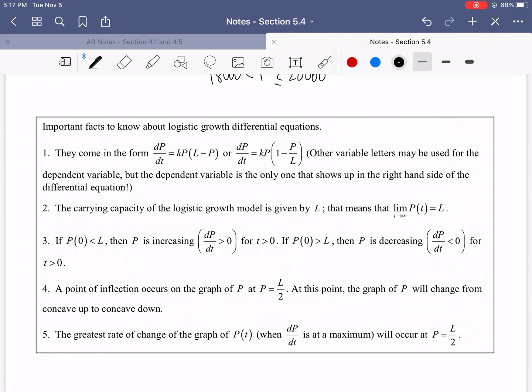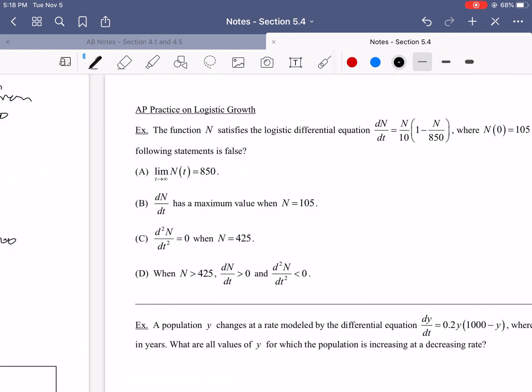It's just a matter of memorizing that the limit as t goes to infinity of p(t) is equal to the carrying capacity, which is L. That was fact 2 that I just explained. Fact 4: a point of inflection occurs on the graph of p whenever p is equal to half of the carrying capacity, and at that point the graph of p will change from concave up to concave down. That will always happen. Please look over these, memorize them, and know them very well.